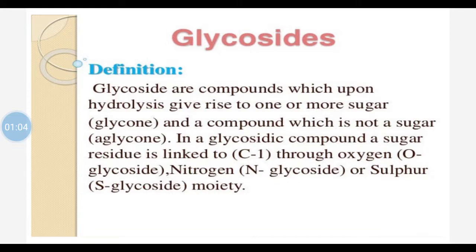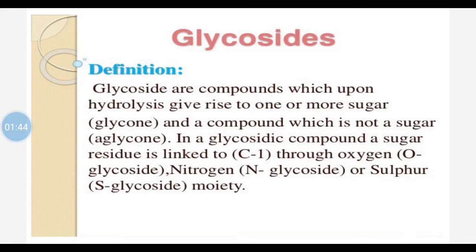Now glycosides are compounds which upon hydrolysis give rise to one or more sugar components and a compound which is a non-sugar component. The sugar component is called glycon and the non-sugar component is called aglycon. So these two portions are obtained when these glycosides are hydrolyzed. They can be hydrolyzed by either acid or any enzyme.